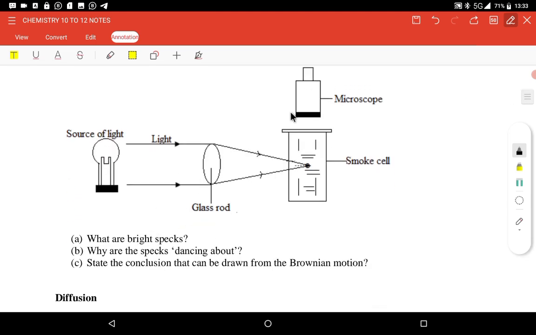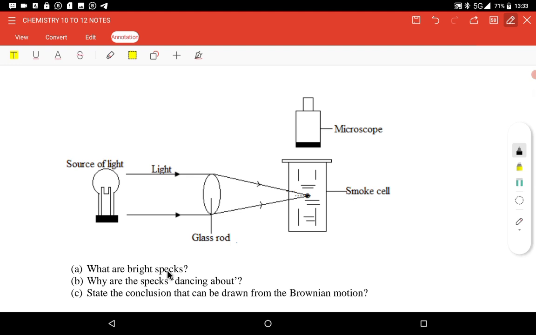For example, a question will come like this: what are the bright specks seen? The bright specks seen are smoke particles. Smoke particles, this is the answer for this one.